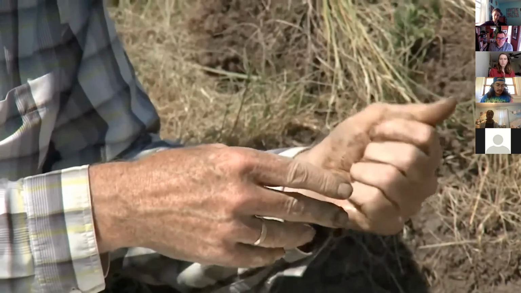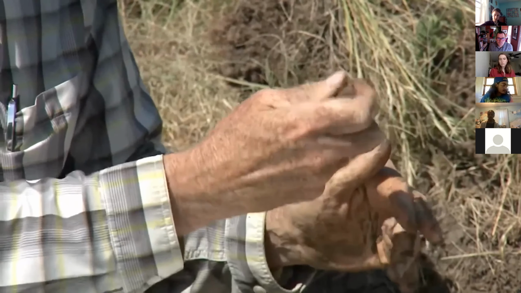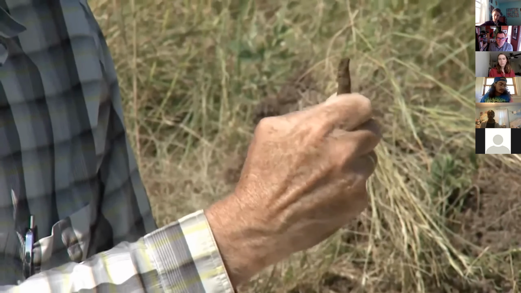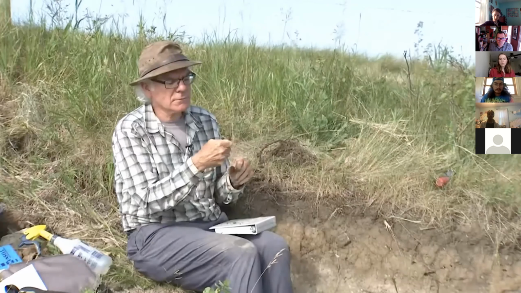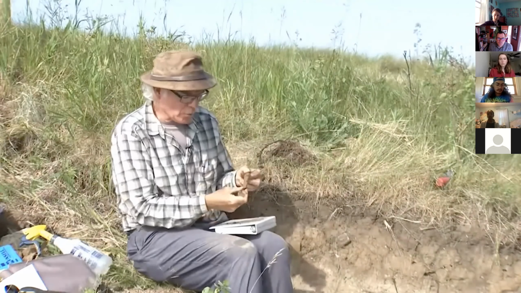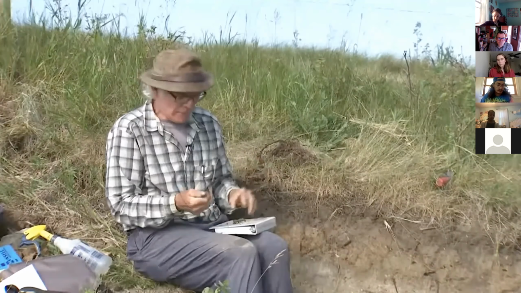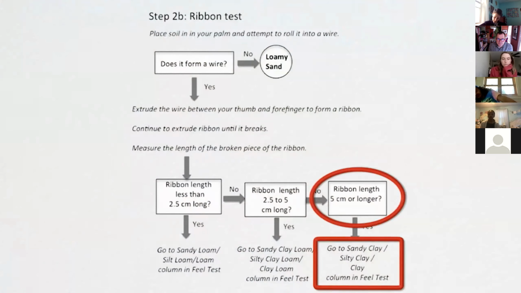So I'll do that again just to confirm that measurement. And it's very important we have the right amount of soil so we don't run out of soil when we're extruding it. So I'm extruding it again. Nice long ribbon. Okay, just broke off, measuring it again about 6 centimeters. So I'm now in a category of 5 centimeters or above, and that takes me to the column that includes sandy clay, silty clay, and clay.